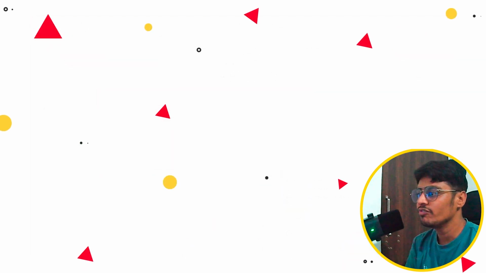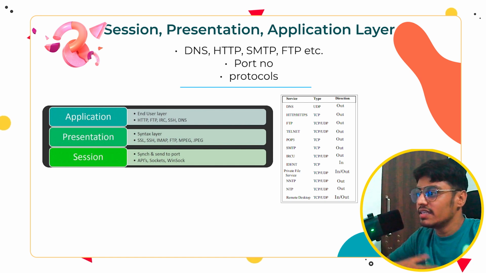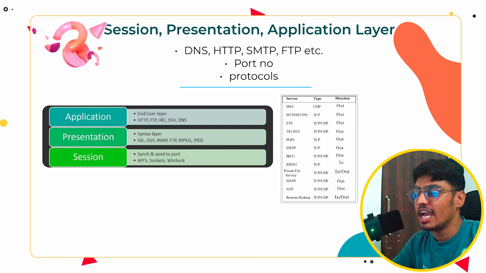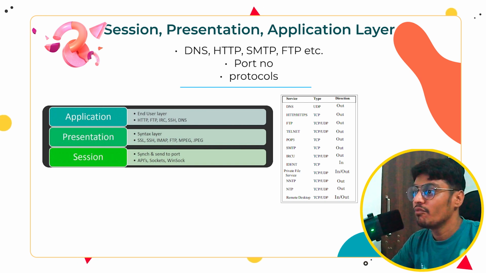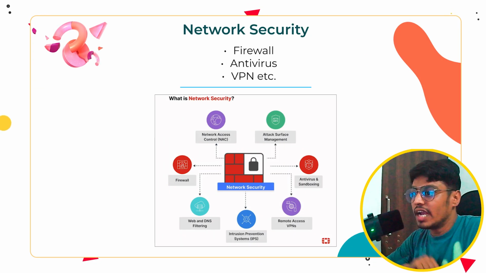Okay, so moving forward to the session layer, presentation layer and application layer. These three layers are very simple, but in examination they will ask about DNS, HTTP, SMTP, FTP and many more. These three layers contain all these protocols, and they will ask about their port numbers, functionalities, workings and all about these protocols. Okay, so these three layers are simple, but they will ask about DNS, HTTP, SMTP, FTP and all. Okay, lastly we are moving forward to network security.